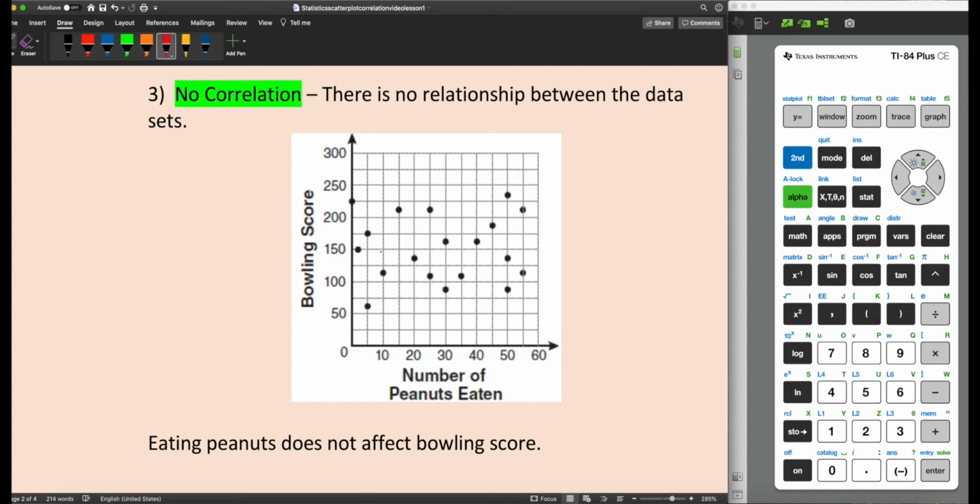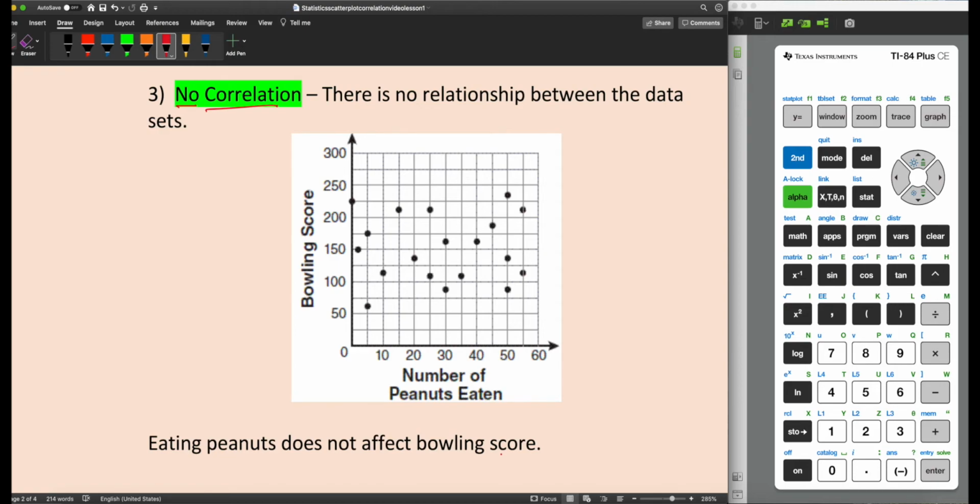And basically, notice how the ordered pairs are kind of all over the place. Nothing is trending upward, nothing is trending downward. They're kind of going all over the place. This is because there is no relationship, or what the Regents will use as no correlation. No relationship between the number of peanuts you eat and the bowling score you get. And that's basically what this scatter plot is showing. Eating peanuts does not affect the bowling score.